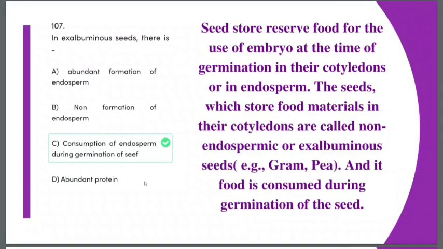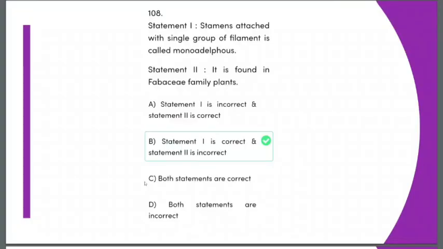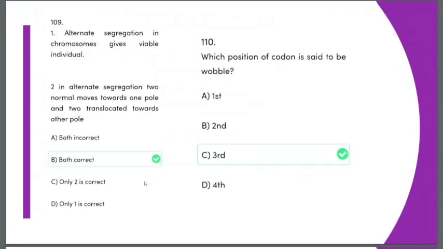107th: in exalbuminous seeds there is abundant formation of endosperm, non-formation of endosperm, or consumption of endosperm during germination of the seed. The last is the correct answer because it is the stored reserve food material of the seed that the embryo uses at the time of germination. 108th: statement 1 is that stamens attached with a single group of filaments are called monadelphous, and second is that it is found in Fabaceae family plants. So statement first is correct and second is incorrect. It's not found in Fabaceae plants.